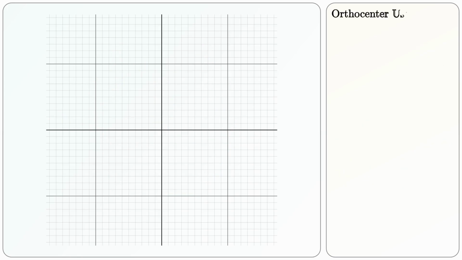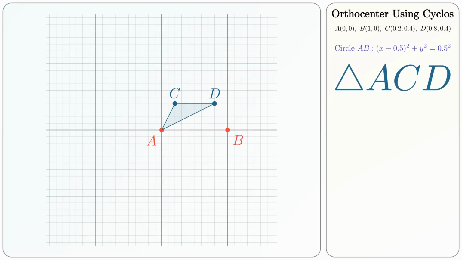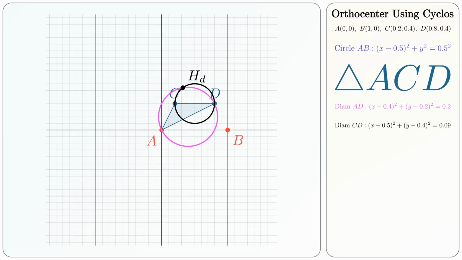Okay, so now the missing piece of the puzzle. How to find the orthocenter of any triangle using Cyclos. Say we have the obtuse angle triangle ACD same as before. By choosing 2 vertices at a time, out of the 3 as diameter, we can draw 3 circles. Say we draw 2 circles with diameters AD and CD. Of course, D is one intersection point, but the second intersection point is the foot of the perpendicular from point D. Let's call it HD. Similarly, we'll get the other 2 feet of the perpendiculars HA and HC from vertex A and C respectively.